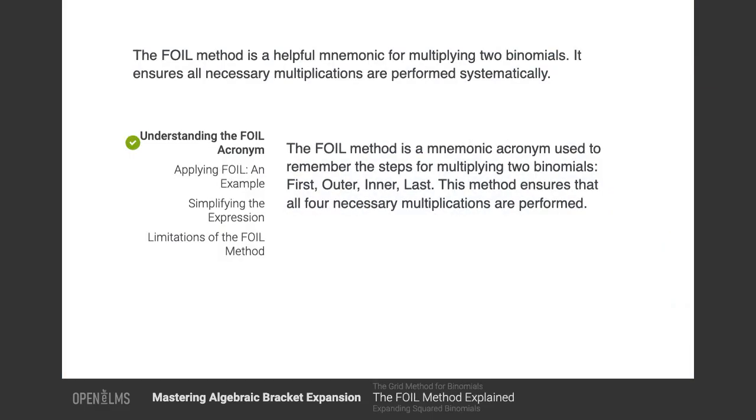The FOIL method is a helpful mnemonic for multiplying two binomials. It ensures all necessary multiplications are performed systematically. The FOIL method is a mnemonic acronym used to remember the steps for multiplying two binomials: first, outer, inner, last. This method ensures that all four necessary multiplications are performed.